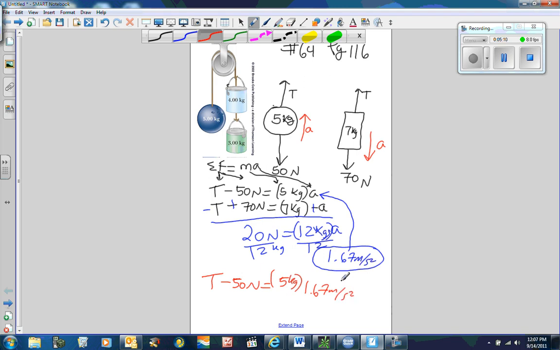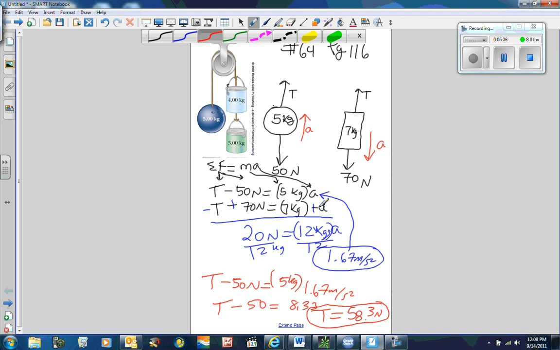And if I do 5 times 1.67, I get 8.33. So basically I have T minus 50 equals 8.33. Well, if I just add that to both sides now, I get 58.33. So tension in either cable, doesn't matter, is going to be 58.3 newtons. 3 significant figures.